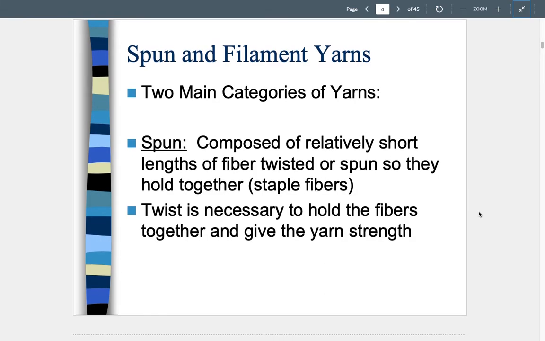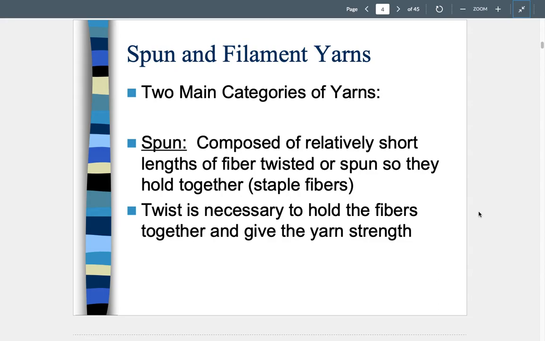We're going to break yarns down. We're going to talk about yarns in regards to the process used to make them. So we're going to talk about spun yarns, and then we're going to talk about filament yarns. These are the two main categories of yarns. Now, spun yarns are composed of relatively short lengths of fibers, twisted or spun so that they hold together. Staple fibers make up spun yarn.